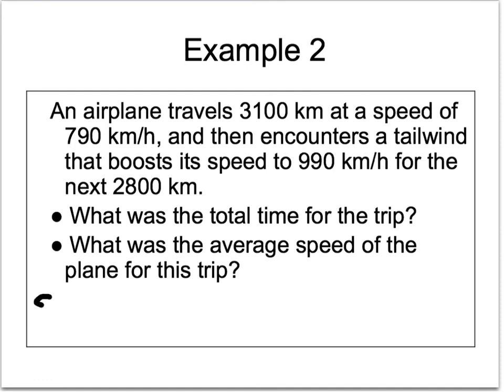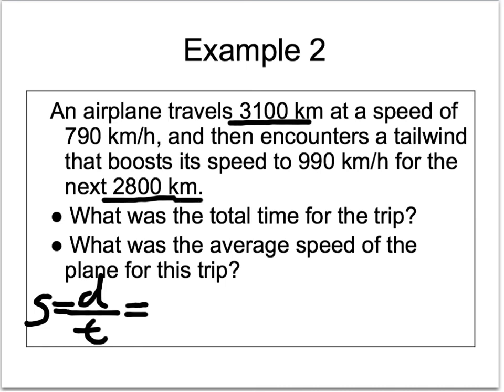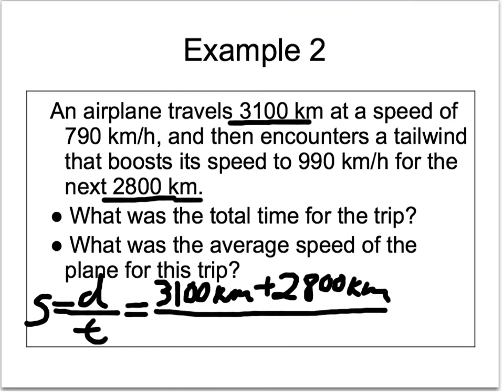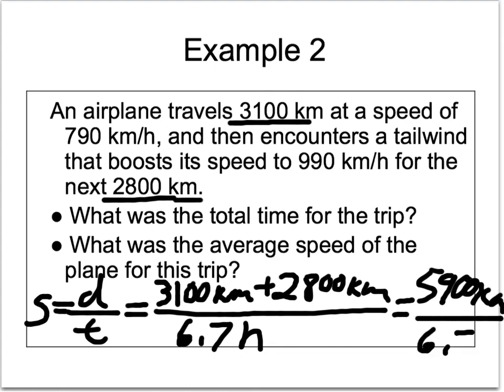So, referring back to the equation, speed equals distance over time. Alright, our total distance is going to be 3,100 kilometers and 2,800 kilometers. So, 3,100 kilometers plus 2,800 kilometers. And our total time we just found was 6.7 hours. Alright, 3,100 plus 2,800 is 5,900. 5,900 kilometers divided by 6.7 hours.